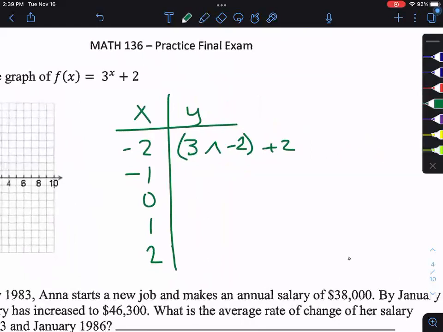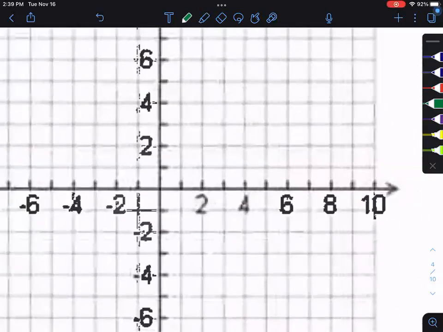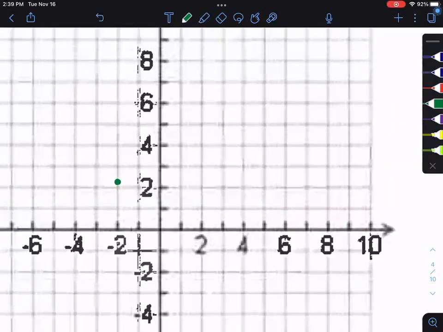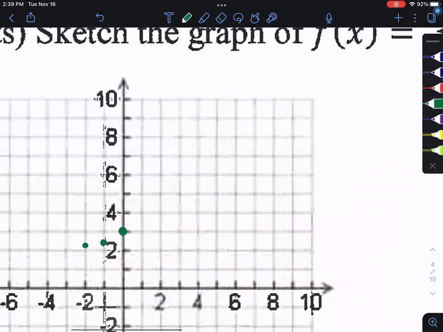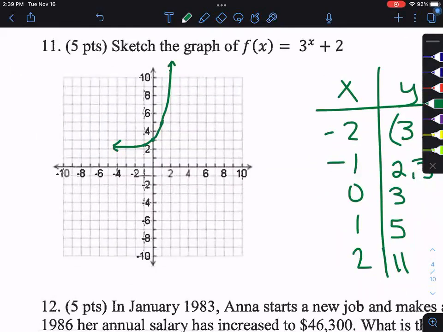So you should get a value on this of 2.1 repeating, 2.3 repeating, 3, 5, 11. So then we're going to graph those: -2, 2.1 repeating, -1, 2.3 repeating, 0, 3, 1, 5, and 2, 11. We're going to estimate up there. So that right there would be the sketch of my graph.